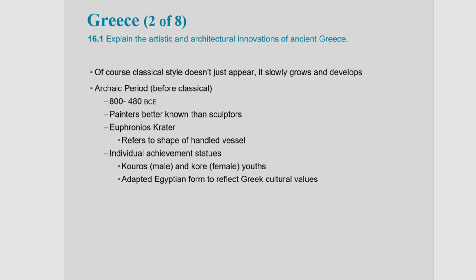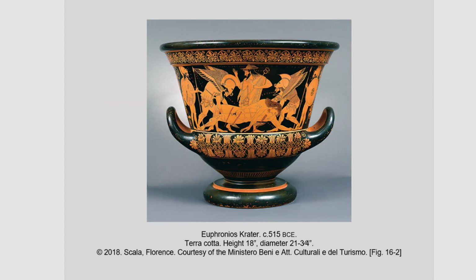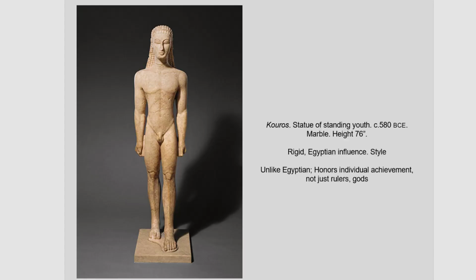The period right before the classical period in Greece is called the Archaic period. That's between 800 and 480 BCE. The best known thing from that era are painters and vases, essentially. So if you've seen vases, however you want to pronounce it, like this, that's typically from the Archaic period, right? And they're beautifully painted, really well done paintings.